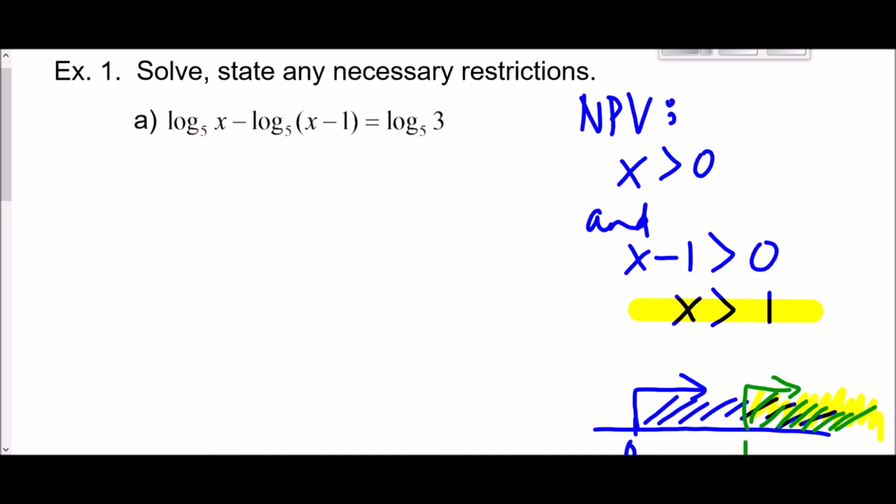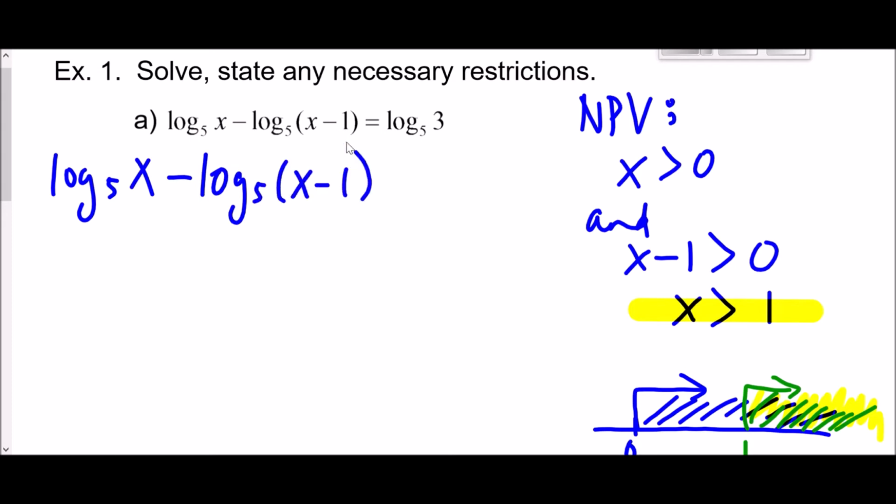So now if you look at this, what we can do is we put all the logs on the same side if you want. Okay, so left hand side I have log base 5 of x minus log base 5 of x minus 1, and then move this to the left hand side. So minus log base 5 of 3 to each side. Okay, so minus log base 5 of 3. So after doing that, we would end up with nothing on the right hand side. So maybe I should draw a line here to separate that.